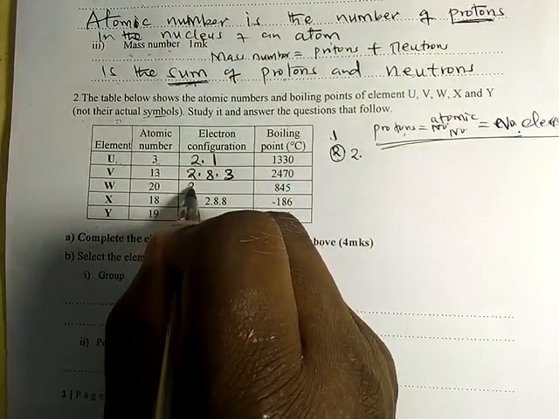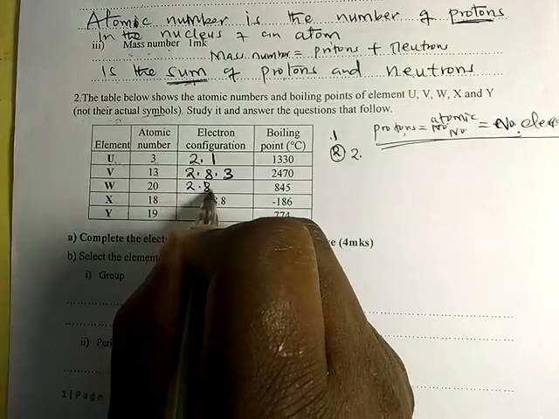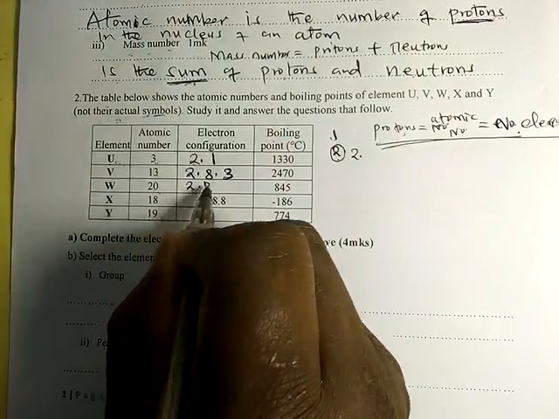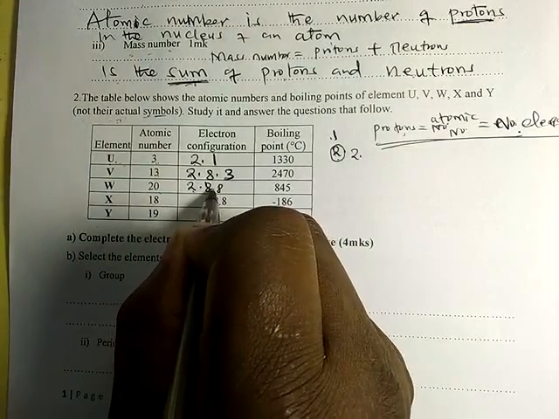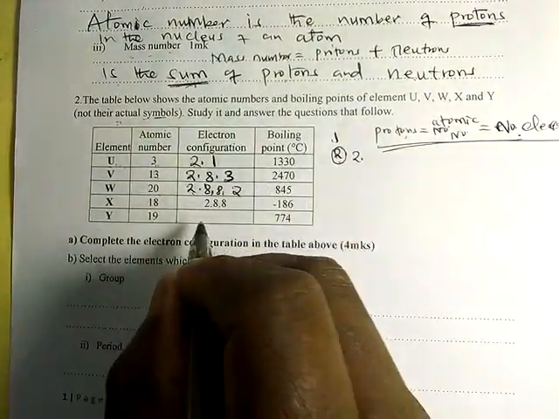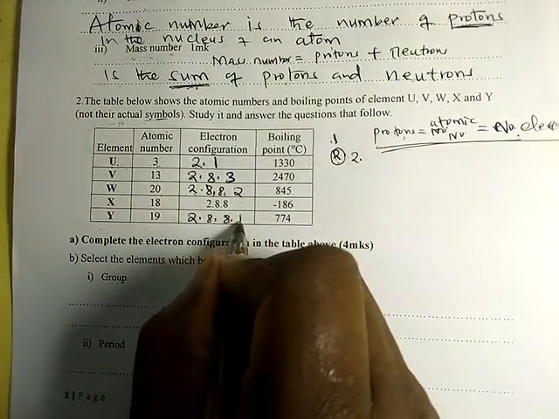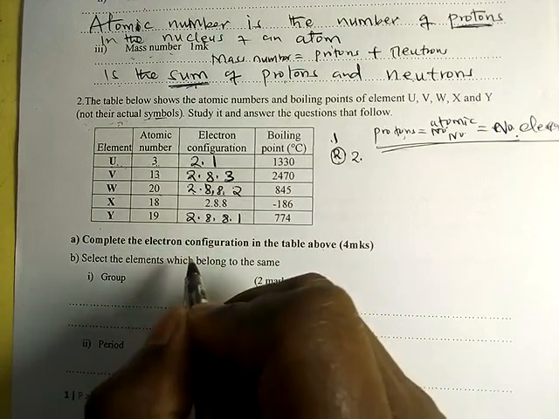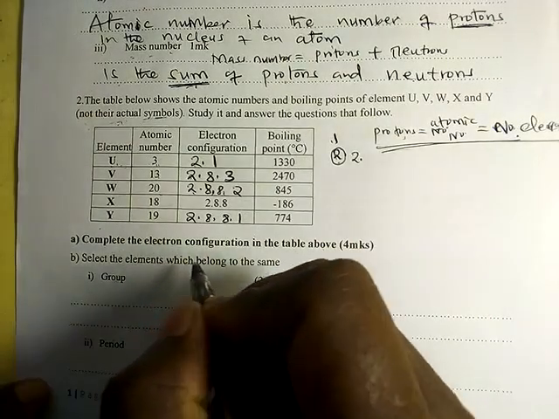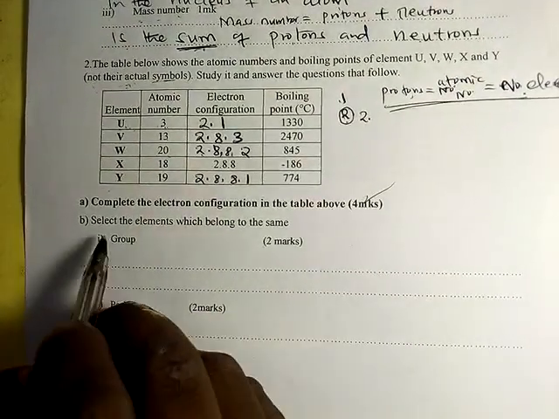20, we start with 2. The next energy level maximum is 8. Because this is 10 and this is 20, the next one will contain 8. This is 18, remaining with 2, therefore 2. 19 will be 2, 8, 8, 1. That is what we call electron arrangement. So we have completed the table above.